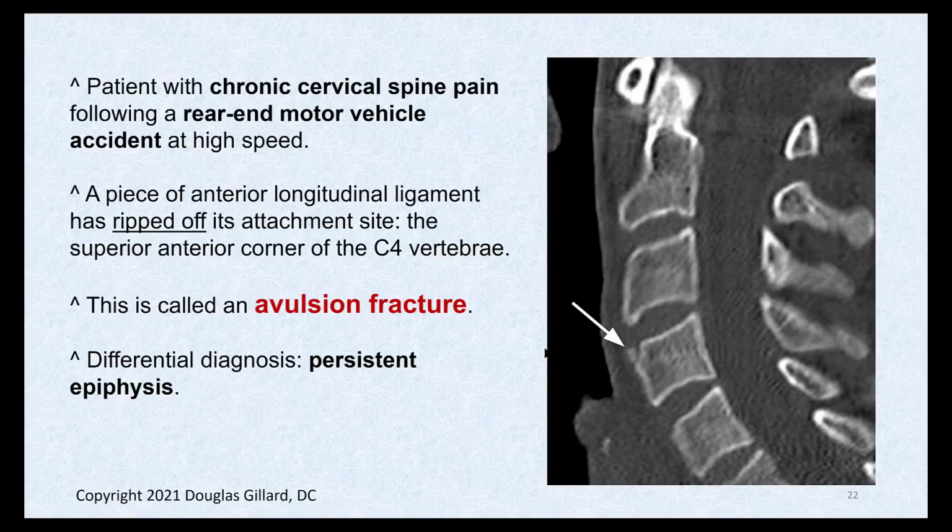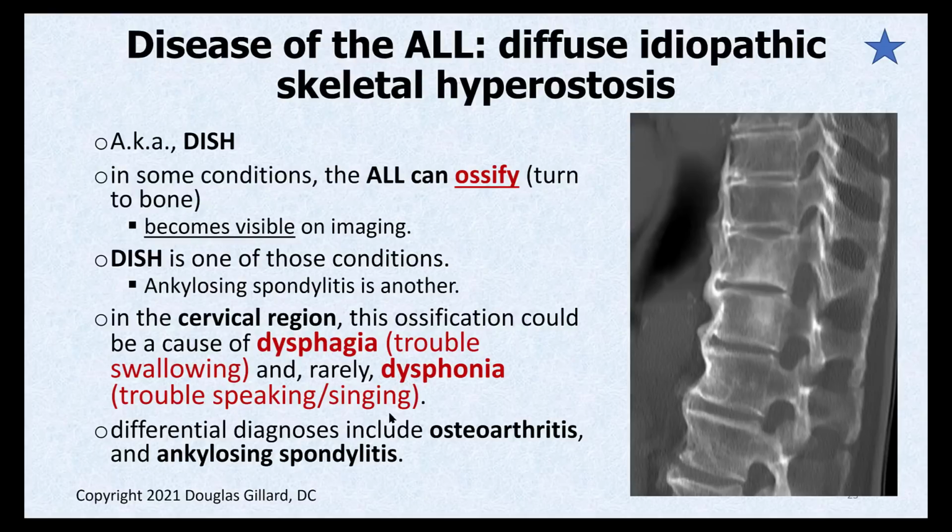There is a condition called a persistent epiphysis, which you will learn about in radiology. It's always a differential diagnosis. So maybe they're just born with this look, but you have to treat this like an avulsion fracture because of the accident they just had. Put them in a collar. I wouldn't be using grade 5 manipulation on this. Let this thing heal up. Sometimes it'll heal back together. Sometimes it'll never heal together. It'll just be floating out there forever. But it'll get better with the passage of time. So watch out for avulsion fractures.